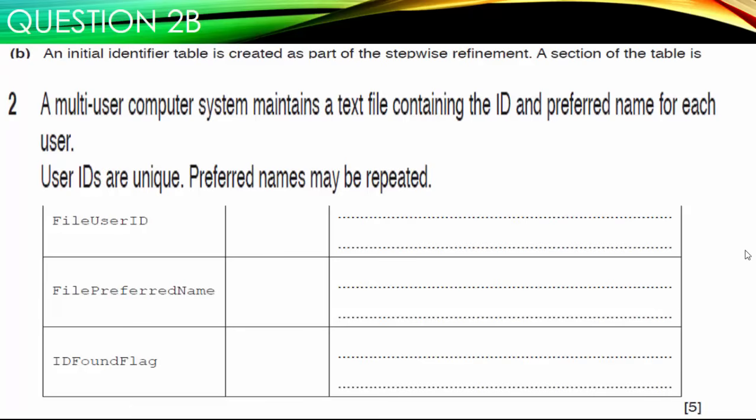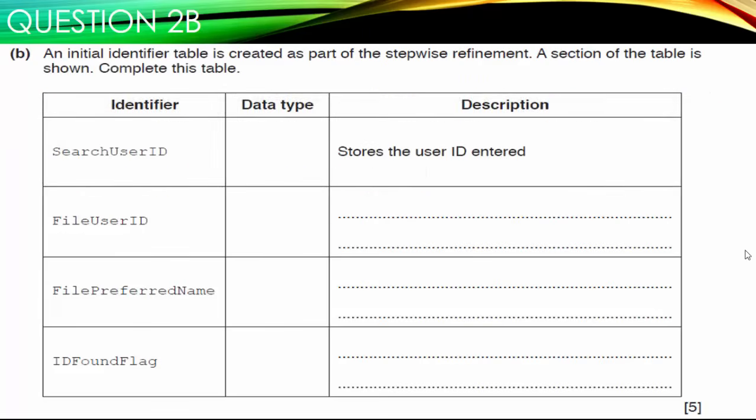Now remember, we have a multi-user computer system which maintains a text file containing the ID and preferred name for each user. User IDs are unique. Preferred names may be repeated. So this is the table they have given us here. So they want us to give the data type and the description.